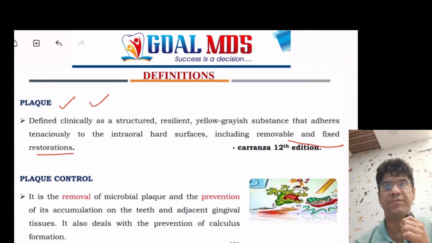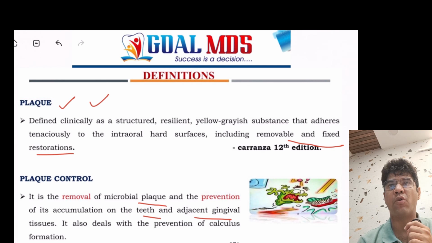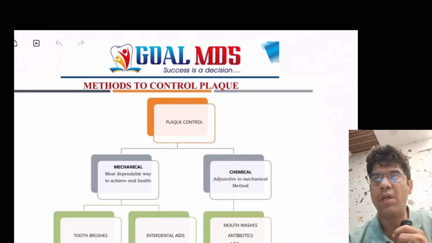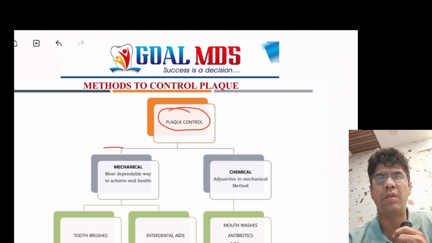Now what do you understand by plaque control? Plaque control means the removal of the microbial plaque and prevention of its accumulation on teeth and adjacent gingival tissues. Now what are the various ways of plaque control?